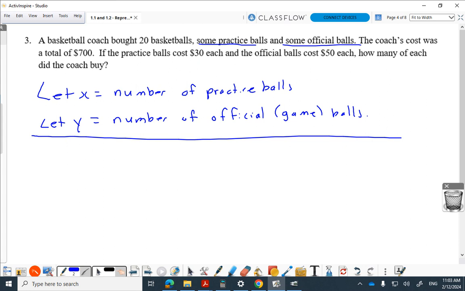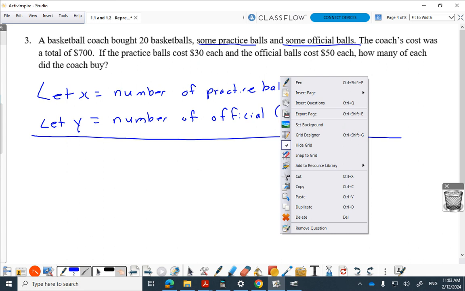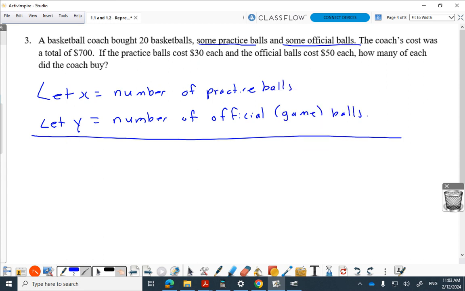X is the number of practice balls. Y is the number of game balls. What's the first piece of information I can use to come up with an equation? Do you see any piece of information that might help me come up with an equation? Oh, he ignored me. I was standing here staring at this one. He's going after the big equation, okay? He's going after the really big one.